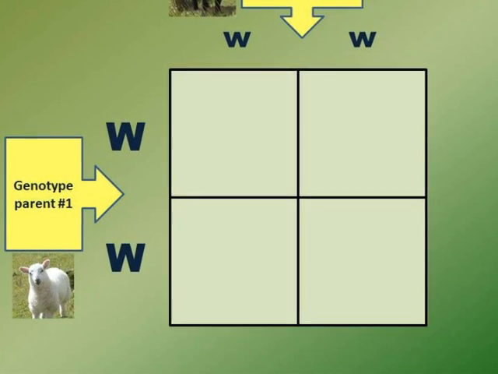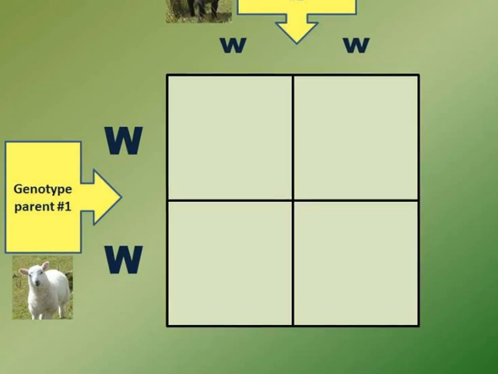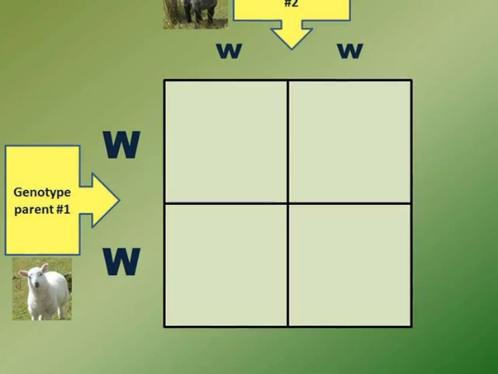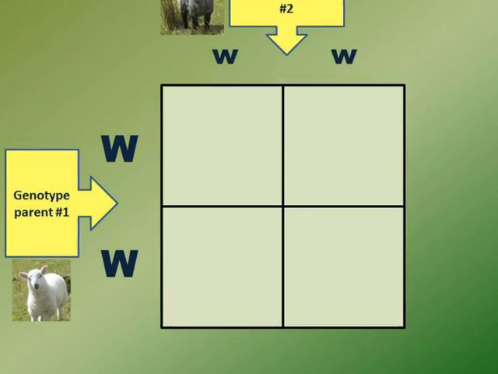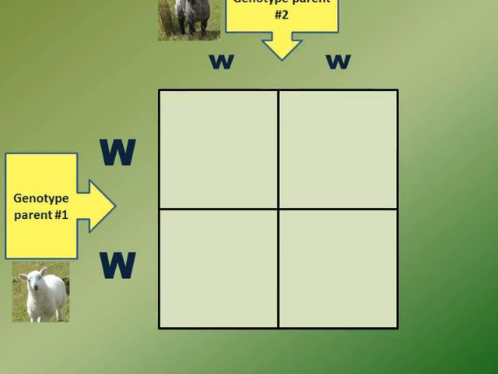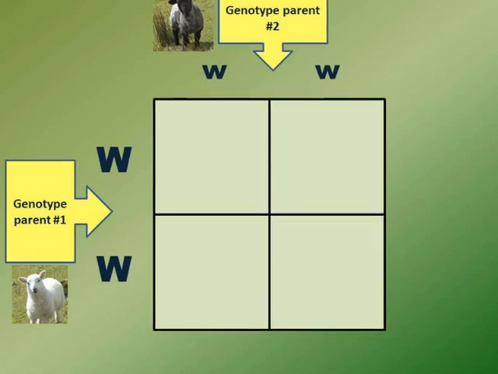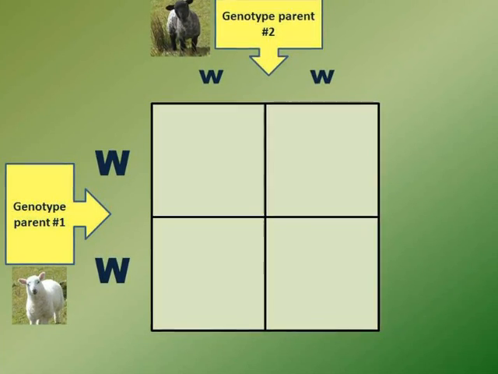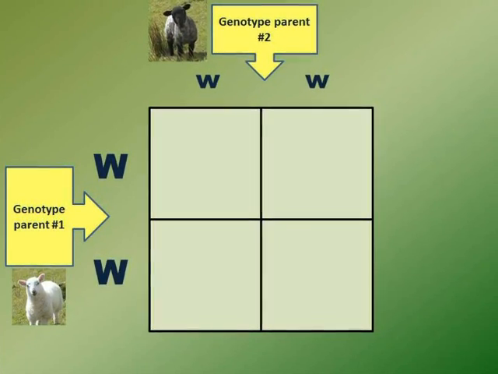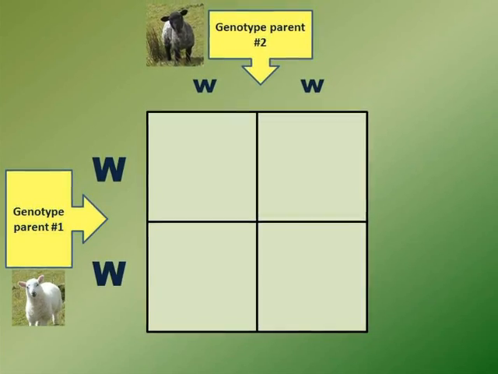On the left side of your square, write the genotype for parent number 1, which is the white sheep. Remember, he is homozygous dominant, so both letters are uppercase. Use the letter W because white is the dominant form of the gene. Now on the top of the square, write the genotype for parent number 2, the black sheep. Make sure you write your w's distinctly smaller so you can tell the difference between them.